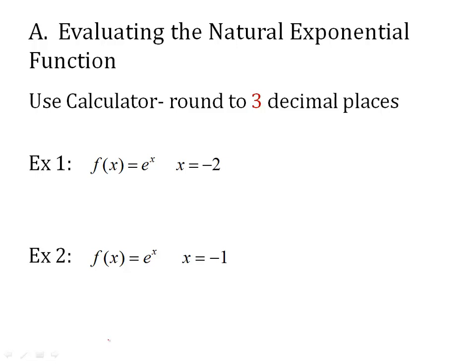Now, finding the natural exponential function using your calculator, we're going to round to 3 decimal places like we said before. So you're simply going to type this in, e to the -2 power, and rounding to 3 decimal places, you just get 0.135. On number 2, typing it in, that's telling me that x is -1, so e to the -1 power is going to give me 0.368. And I'll show you on a calculator how to get those two.